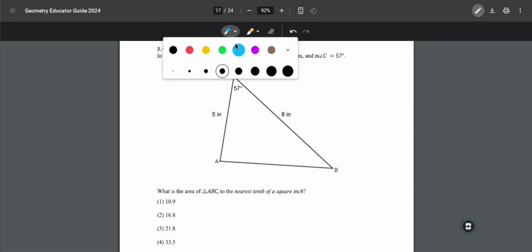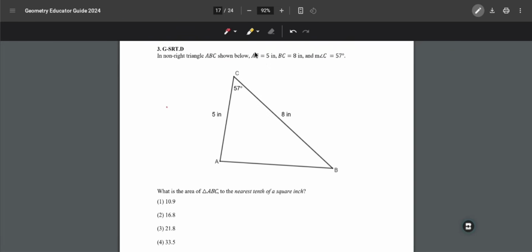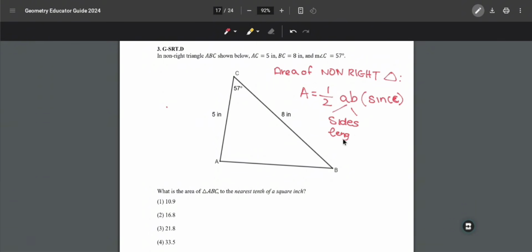So in a non-right triangle, the formula that you use to determine the area is: area equals 1/2 AB times sine C. Okay, so what is A and what is B? They're going to be my side lengths, my sides and their length. C is going to be the angle that I'm given.